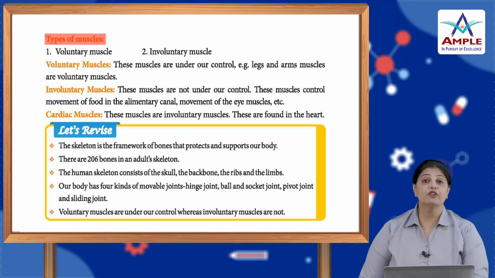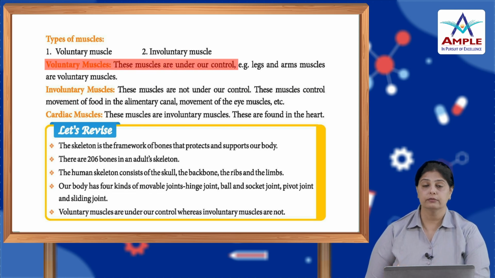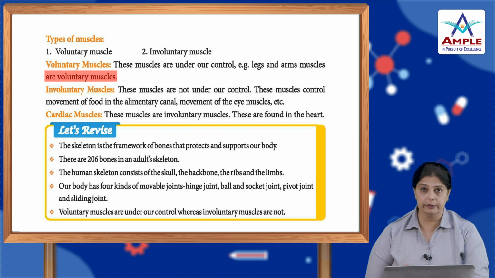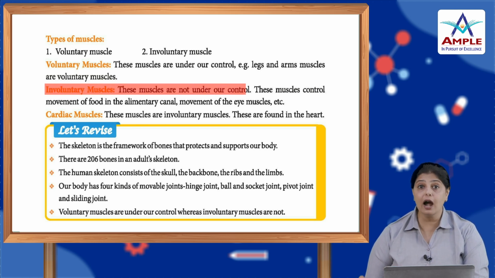Types of muscles. Which are the different types of muscles? Voluntary muscles and involuntary muscles. Now, what are voluntary muscles? Voluntary muscles are under our control. We can control these muscles. For example, the legs and arm muscles are voluntary muscles.